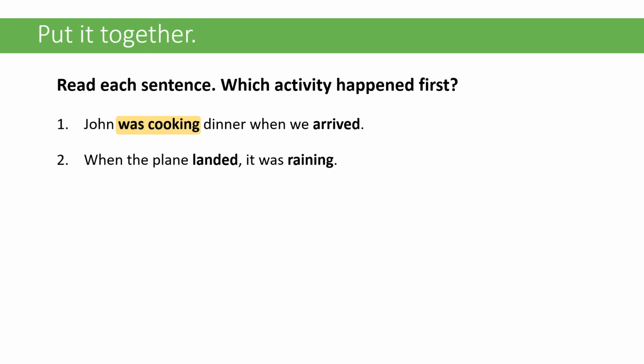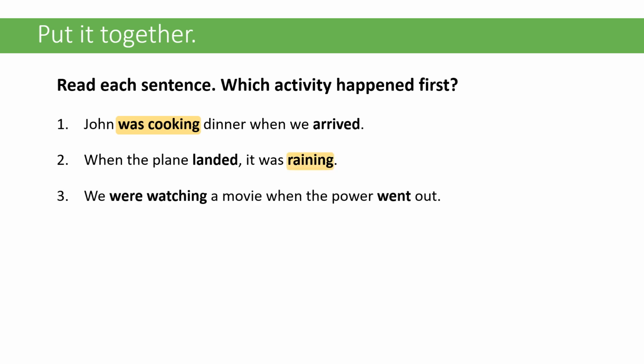Again, if we take a look at this, just look at the two verbs. We have landed, which is in the simple past, and was raining, which is in the past progressive. So the progressive is always going to be what happens first. What about this one?